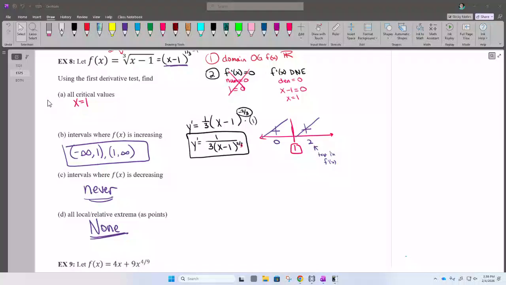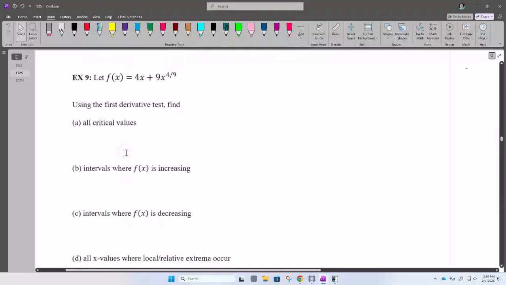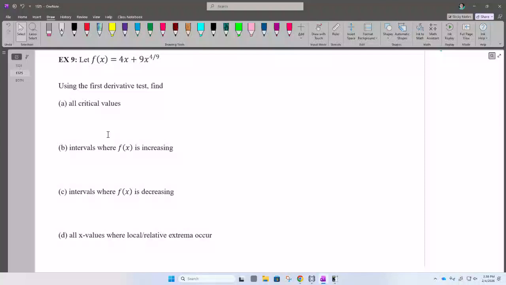All right. All right. Example 9. Definitely want to pay attention to this one. It is on your online homework or online quiz. So it's almost verbatim, different numbers.